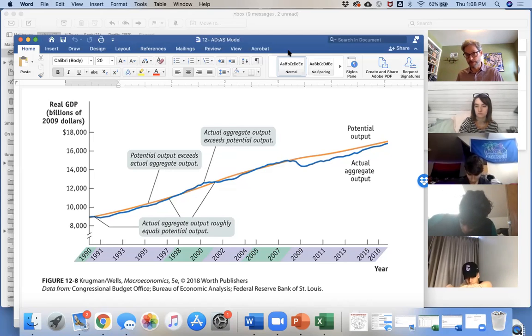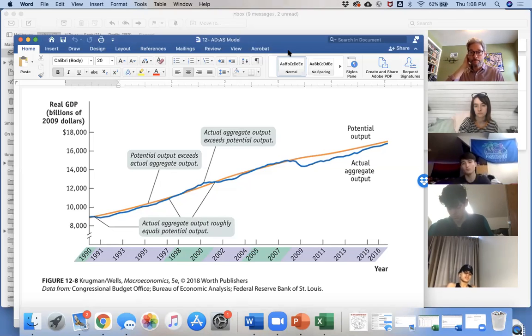This doesn't have the most recent data from COVID, but what would we see if we extended this graph to recently? Once again, we'd see a big fall below potential output, right? Not as big as the fall in 2008 and 2009, thankfully. In 2008, output fell by about 10% below potential output. Last year, we fell about 7% below potential output, okay? So, not as big a fall, but we would see very much the same kind of deal.